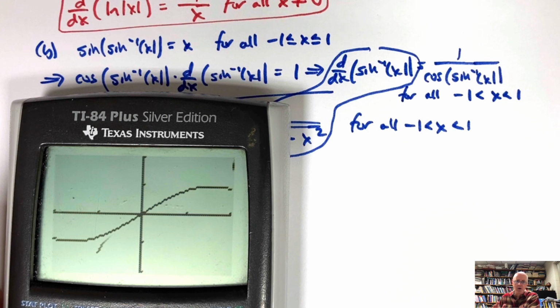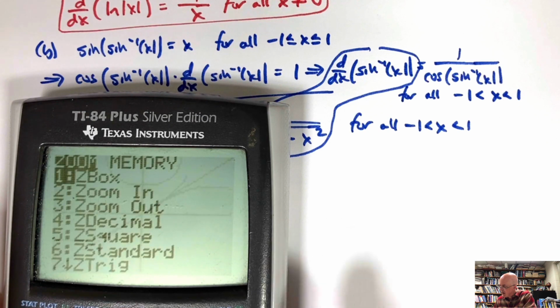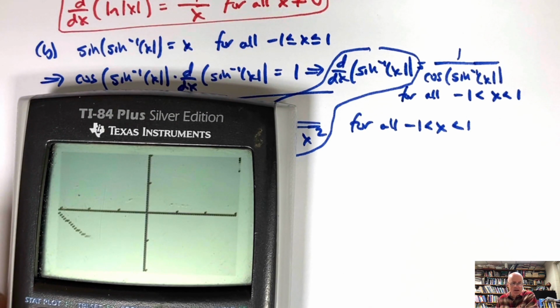It's not 1 to 1 overall. We have to restrict its domain to make it 1 to 1. There's the graph of inverse sine. There's the graph of the derivative of inverse sine, and there's the line y equals x. And let's see if we can do a zoom square, to zoom in so that we see the reflection property more clearly. There's sine, there's inverse sine, there's the derivative of inverse sine, and there's the y equals x.